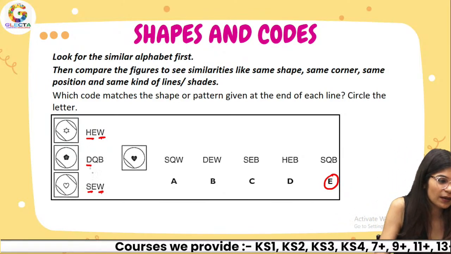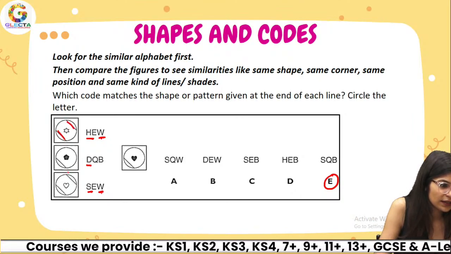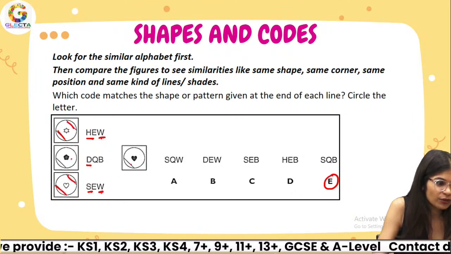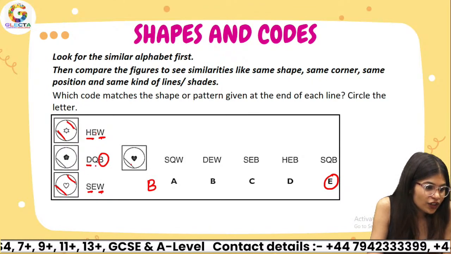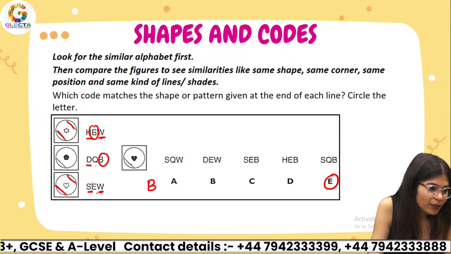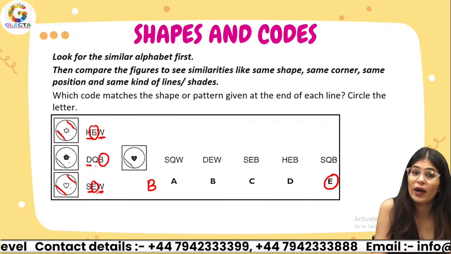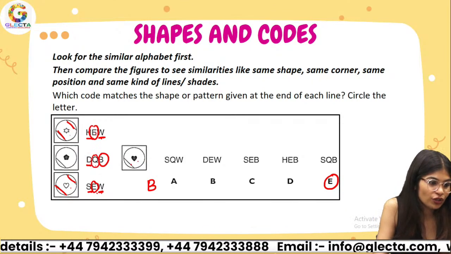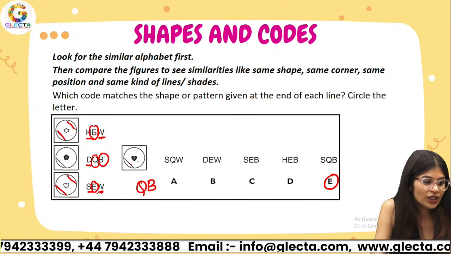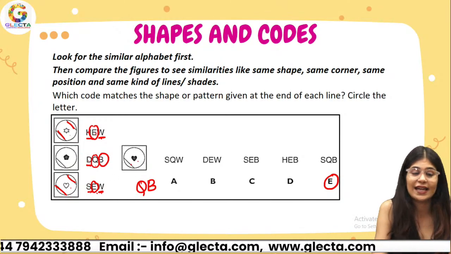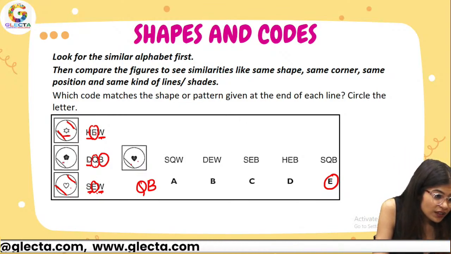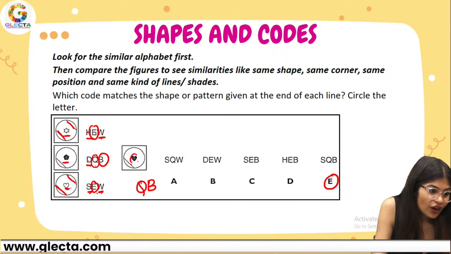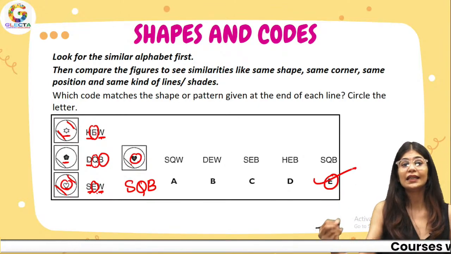So W and W both have double lines. But for this shape, I need only a single one. So I'm going to take B. Then E, Q, E. So E and E are common, and these shapes are both white. I need black. So I'm going to put Q. Now coming to H, D and S. Now there's no commonality. But at the same time, you also see the difference in shape. I need the heart. Heart is here, so I'm going to put the S, and that's going to be E.